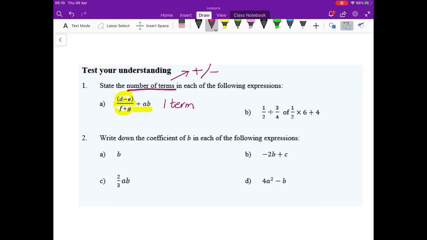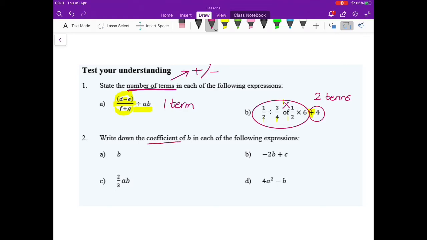Let's look at B. I go and look for my operators, positive or negative. Here I find my first operation, positive or negative. Let's glance through it. A half divided by 3/4 of, so that's division of is the same as multiply. So all of this is one term, that is another term. So this expression has two terms.